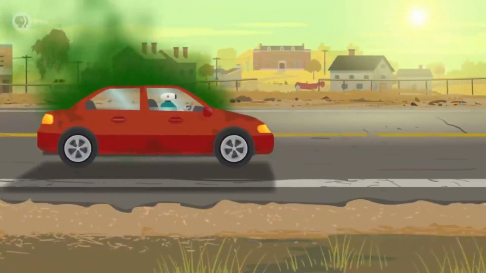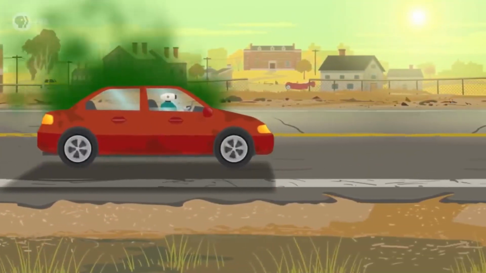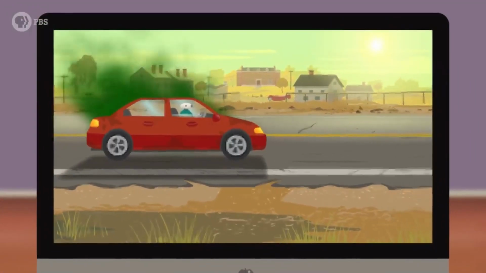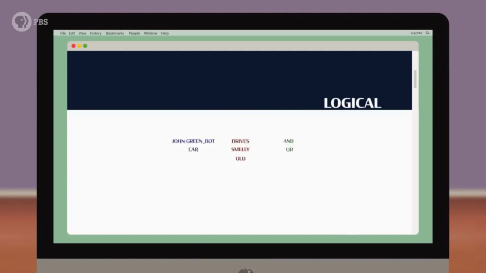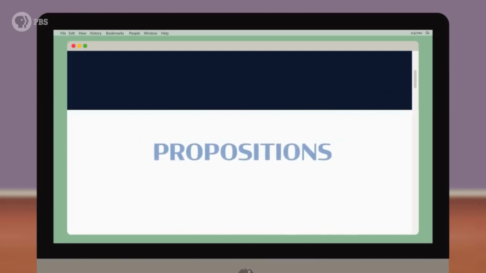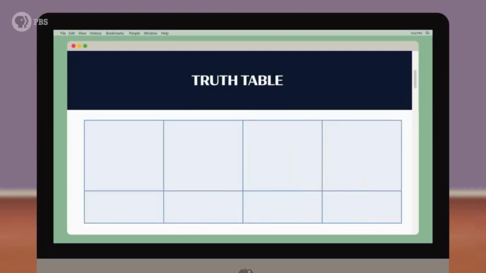Let's say John Greenbot drives a smelly old car. I could represent this statement in a computer with symbols John Greenbot and car, and then the relations drives, smelly, and old. Using logical connectives like and or, we can combine these symbols to make sentences called propositions. And then we can use a computer to figure out whether these propositions are true or not, using the rules of propositional logic and a tool called a truth table.